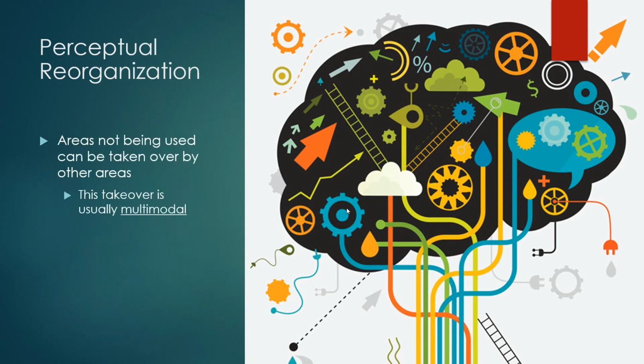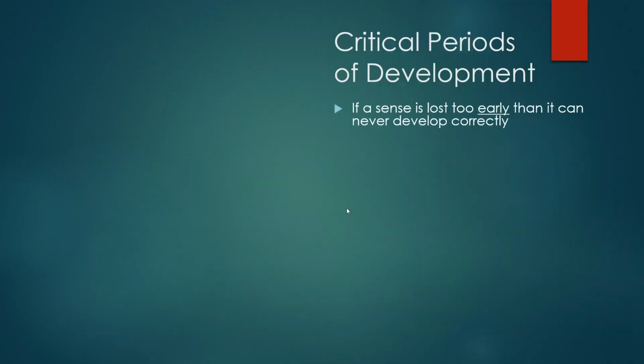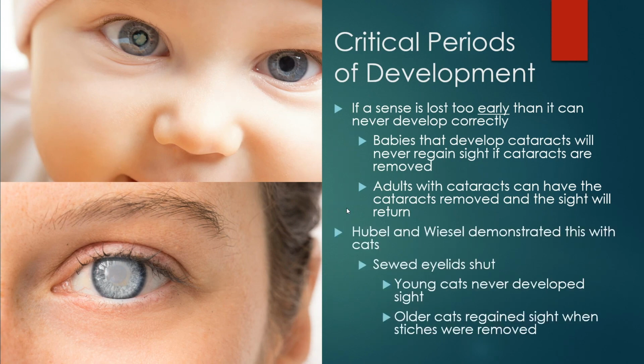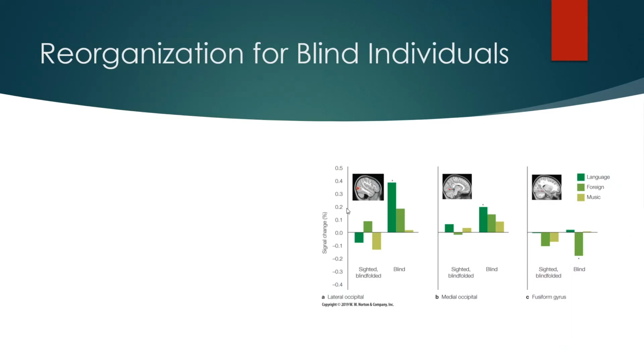There's perceptual reorganization stuff I was going to show you about. This is a really sad slide, so we can skip it, because it's about babies losing sight if they have cataracts when they're young. But this is the one that I wanted to show you before we left, because this is really cool.